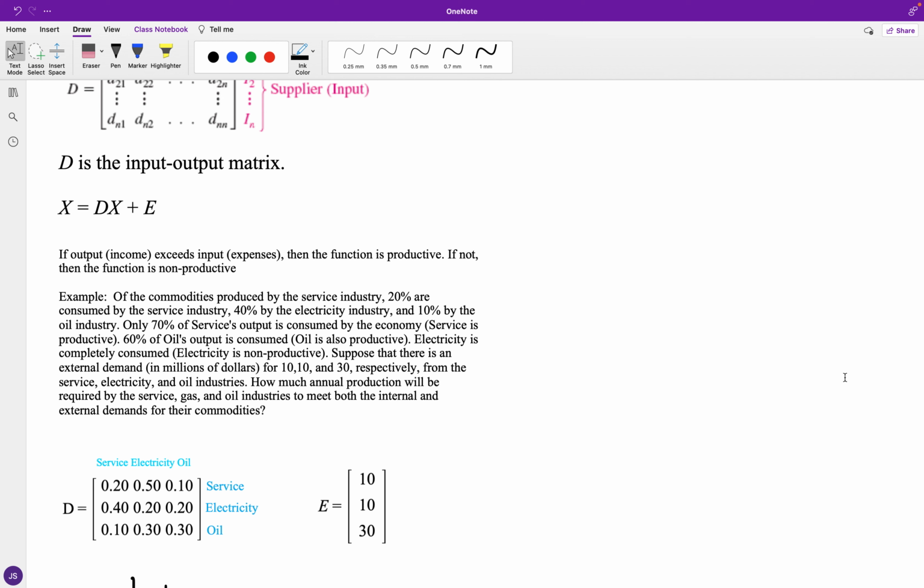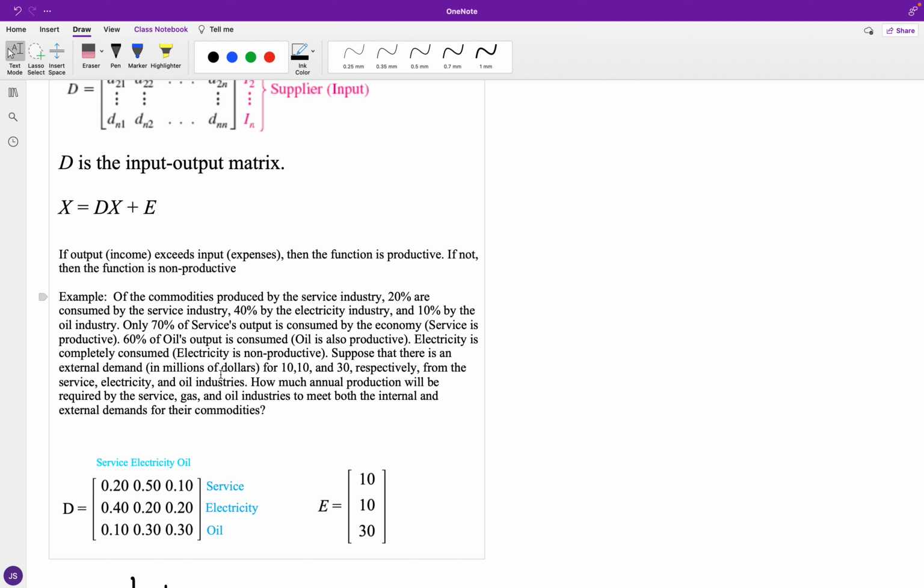If you notice the column totals for service, you have 0.20, 0.40, 0.10, which add up to 0.7. Thus only 70% of service's output is consumed by the economy, and service would be regarded as productive. Likewise, the description applies to the oil industry, since the output from oil is 10 plus 20 plus 30, which is 60%. So both the service industry and the oil industry are regarded as productive.